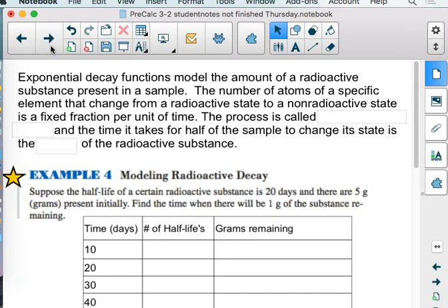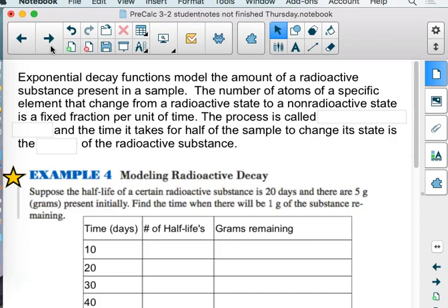Exponential decay functions model the amount of a radioactive substance present in a sample. I actually had a little more stuff down there. You guys, was that the bottom of your page? Okay, so we are in the right spot. Then it's like we skipped a little something, decided something wasn't necessary.